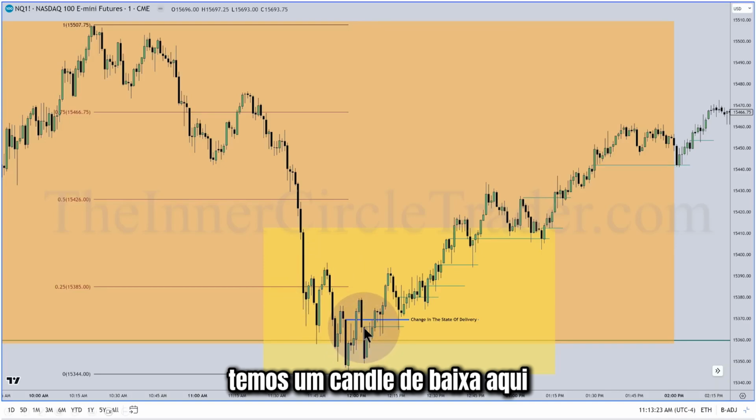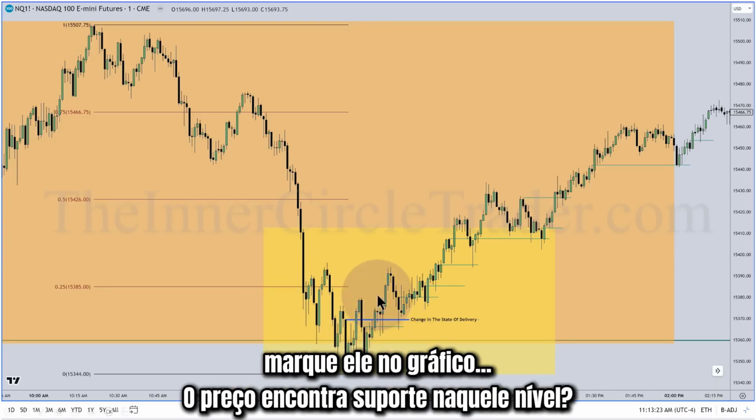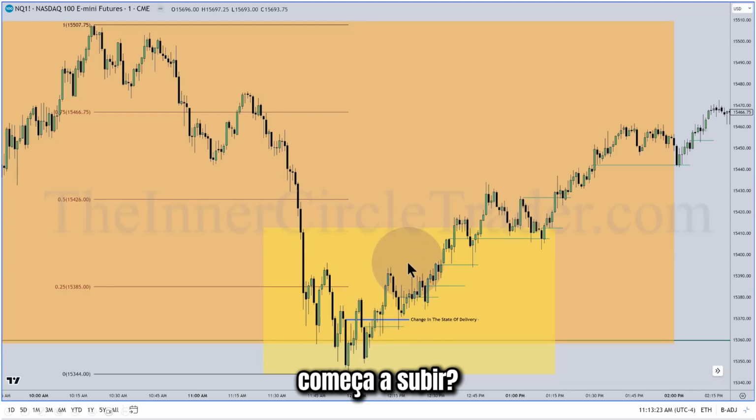We have a down close candle here. Draw it out in time. Does price support at that level? Yes. Does it start moving higher? Yes. Does it take out short-term highs? Yes. Down close candle.